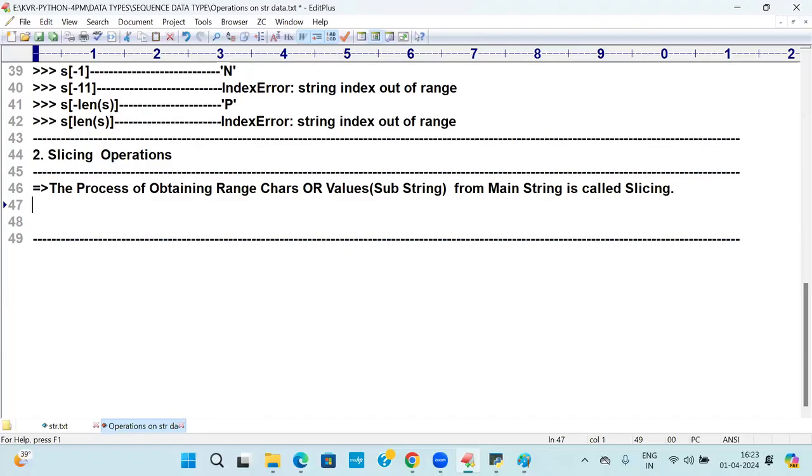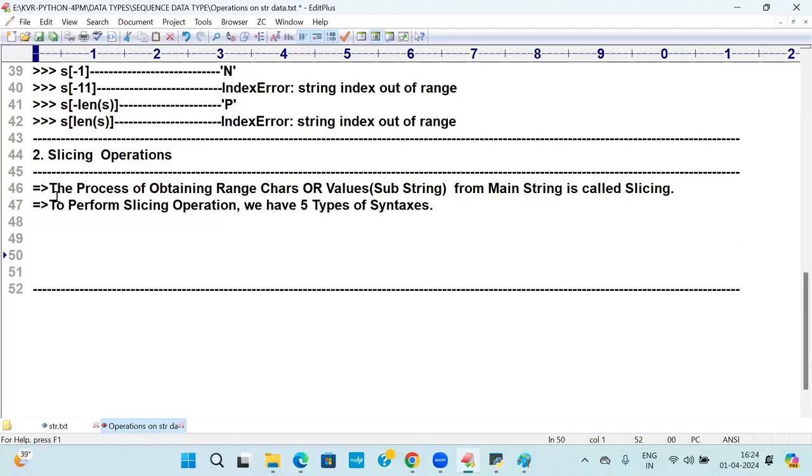So this is a definition. To perform the slicing operation, we have five types of syntaxes. These are the most tremendous syntaxes. All the syntaxes you will not find on entire websites. You please check it out. But out of five syntaxes, I'm giving, so many sub-syntaxes I will also discuss.